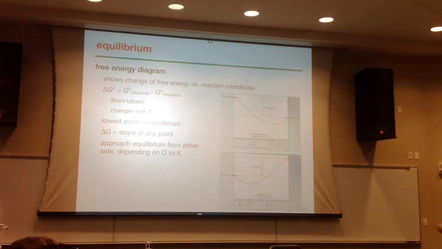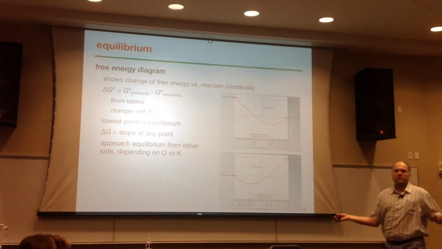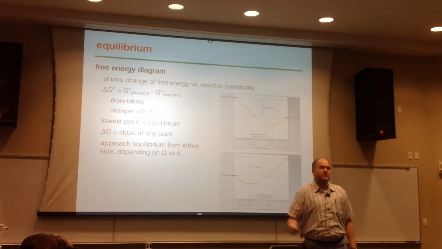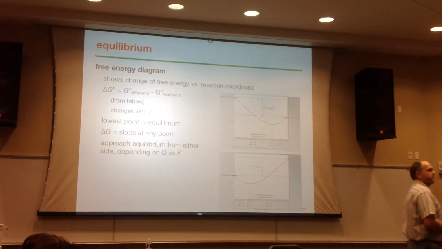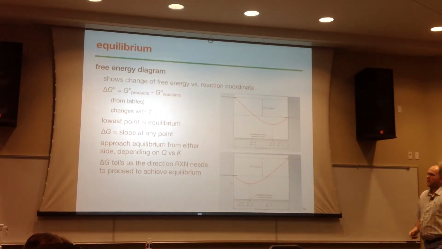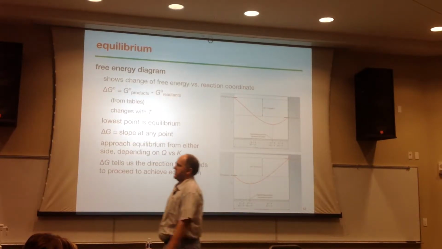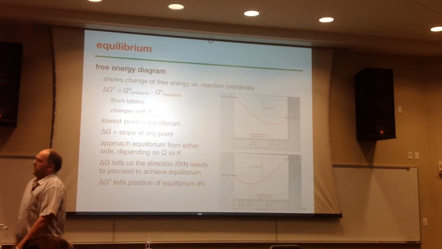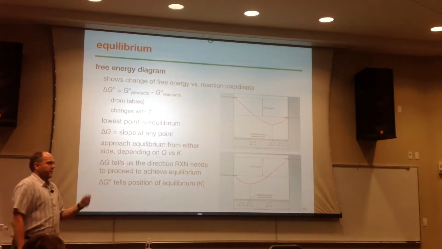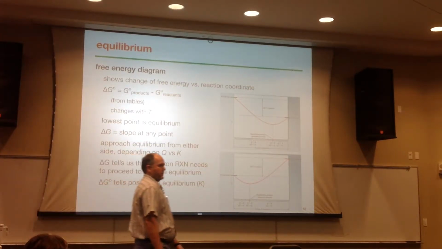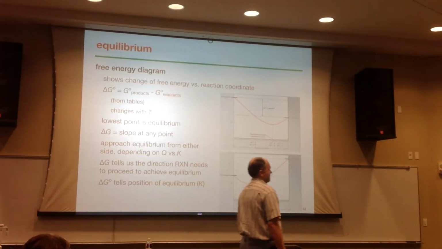And we can approach equilibrium from either side, exactly what we've already learned. Our Q can be too large, our Q can be too small. And so delta G is going to tell us the direction that a reaction needs to proceed in order to achieve equilibrium. But delta G0 tells us the position of the equilibrium constant, based upon whether it's positive or negative.